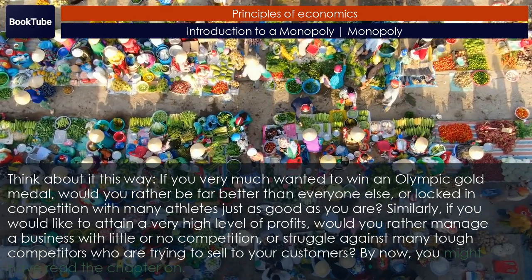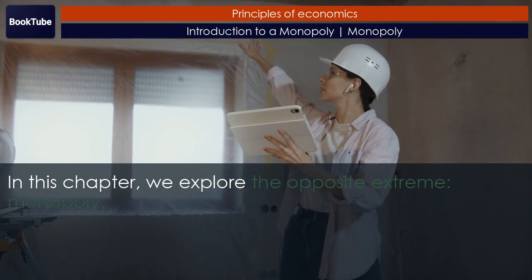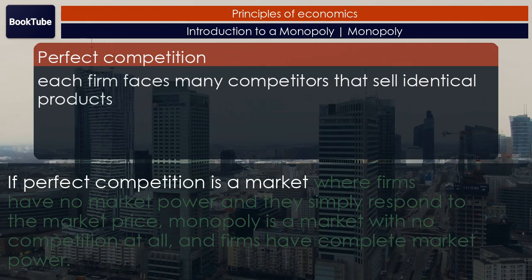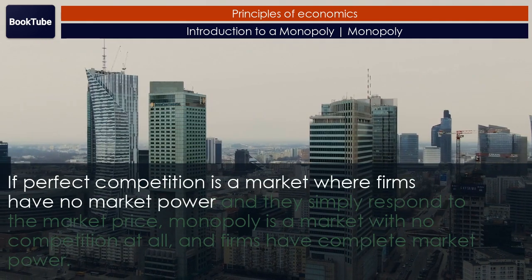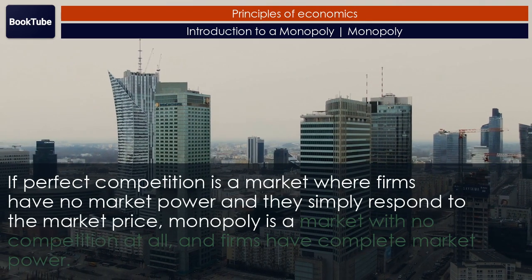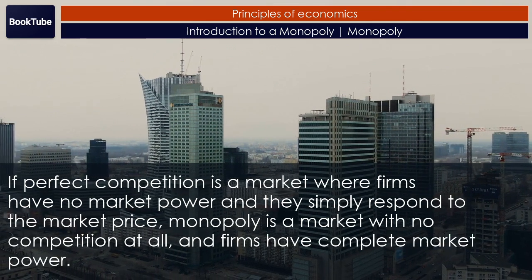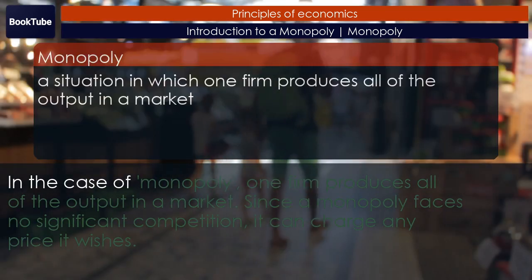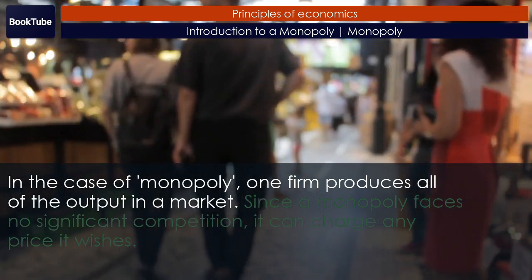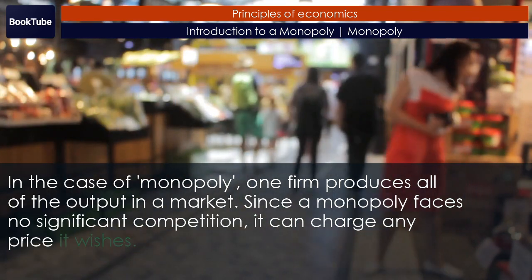By now, you might have read the chapter on perfect competition. In this chapter, we explore the opposite extreme, monopoly. If perfect competition is a market where firms have no market power and they simply respond to the market price, monopoly is a market with no competition at all, and firms have complete market power. In the case of monopoly, one firm produces all of the output in a market. Since a monopoly faces no significant competition, it can charge any price it wishes.